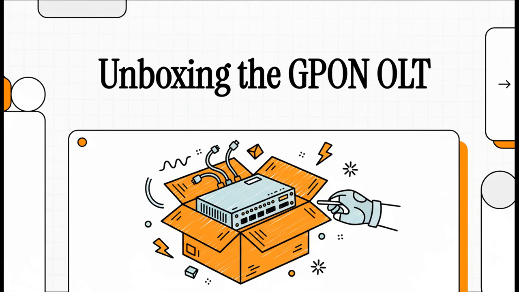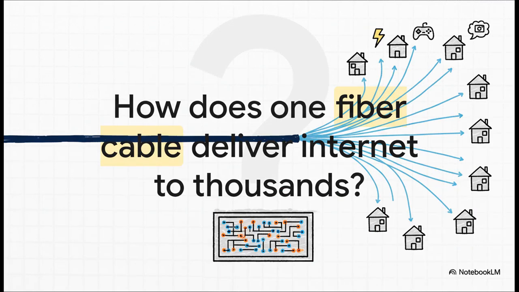You ever stop and think about that mysterious box in your neighborhood that just makes the internet happen? Well, today we're cracking it open. We are unboxing the command center of your digital world, a piece of tech called the GPON OLT. Let's dive in.